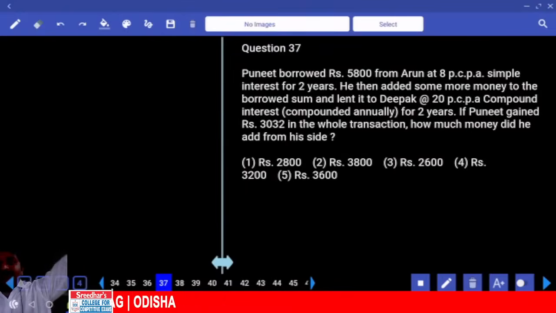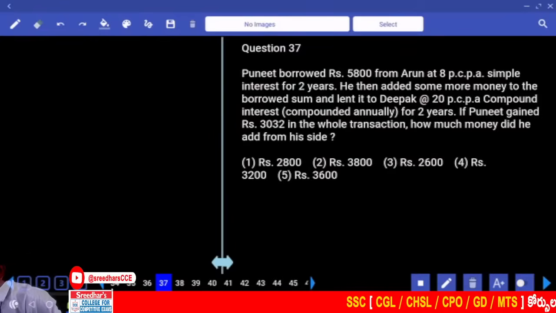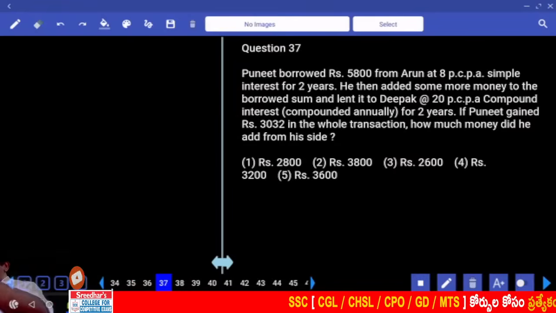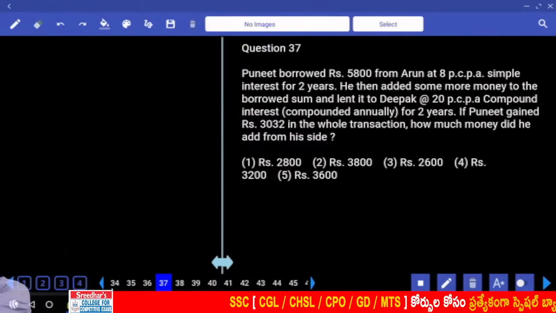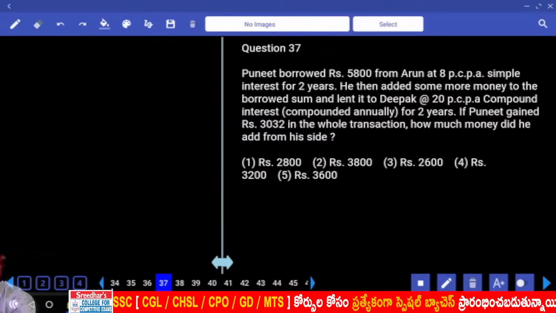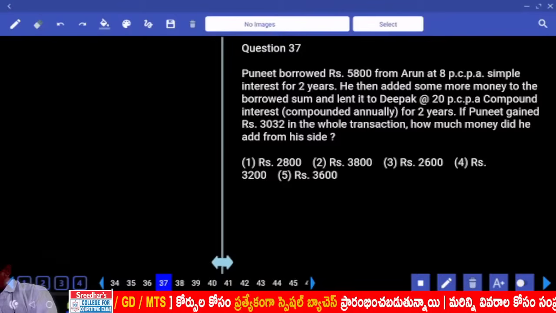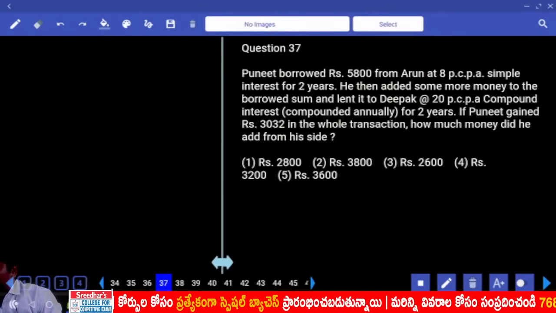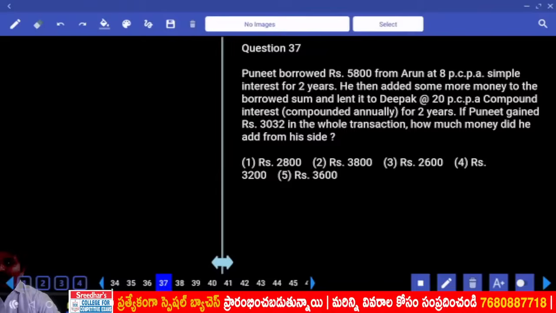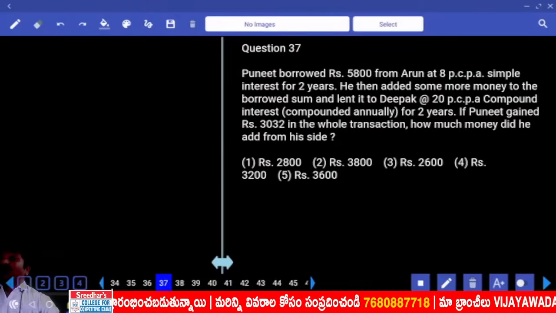You are paying him something which is 8% simple, but from me you are charging 20% compound. So there is a profit in terms of interest. Agreed? That money which does not belong to you, on that money you are getting extra interest, which is your profit. Agreed or not? Apart from this, you are paying something from your pocket, on that also you are getting interest. So you are getting two interest.